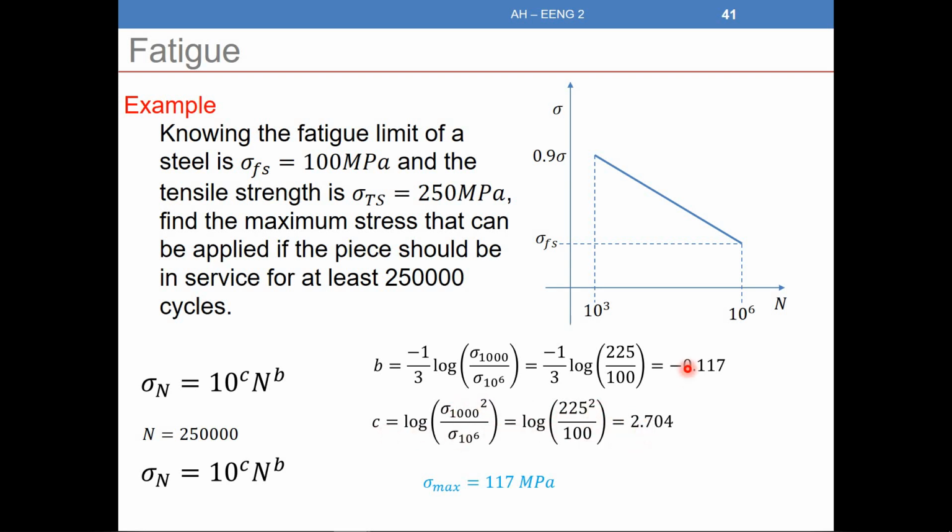And I find C and B, and just replace C and B here with n equal to 250,000. I can find the corresponding stress. So if I put a stress of 117 megapascal, which I find by replacing n with 250,000, it means the specimen will take 250,000 cycles until fracture. That's it.